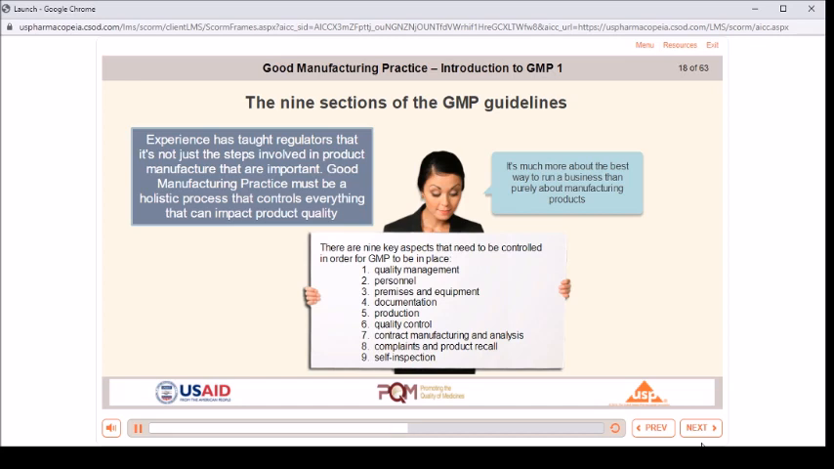1. Quality management. 2. Personnel. 3. Premises and equipment. 4. Documentation. 5. Production. 6. Quality control. 7. Contract manufacturing and analysis. 8. Complaints and product recall. 9. Self-inspection.